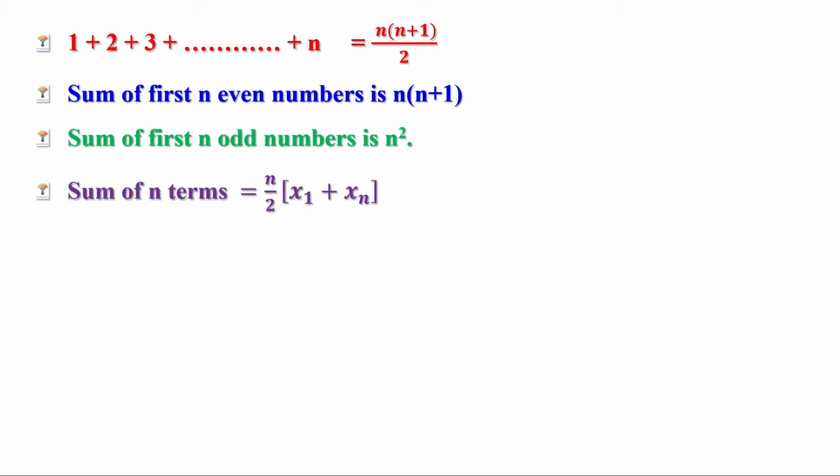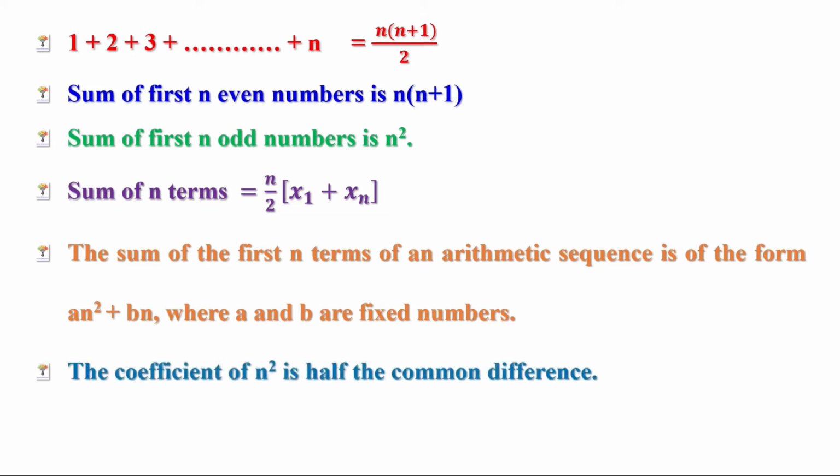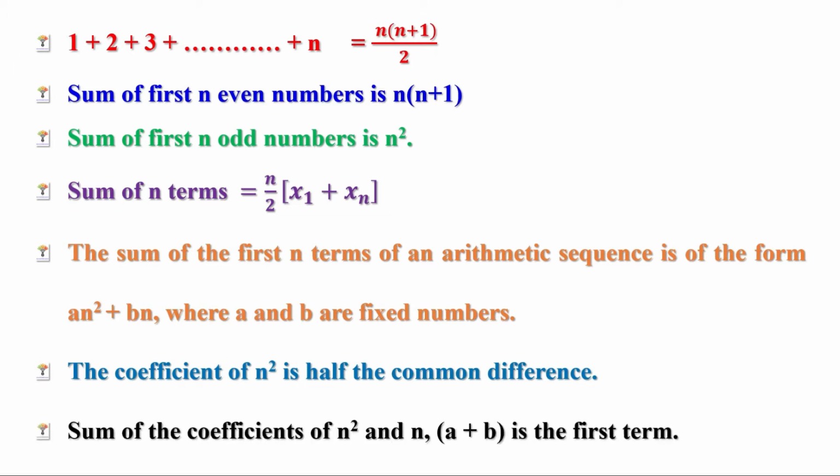And after that we have learned the sum of n terms of any arithmetic sequence is n by 2 into first term plus last term. Then we have learned the properties of the sum of n terms of an arithmetic sequence. The sum of the first n terms is of the form an square plus bn, where a and b are fixed numbers. The coefficient of n square is half the common difference, and the sum of the coefficients of n square and n is the first term.